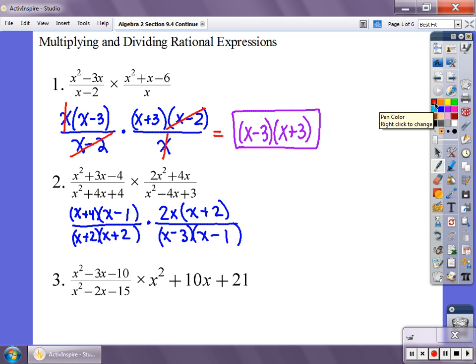Now it's time to look. What's the same that's on the top as on the bottom? I see an x plus 2 and an x plus 2. I can't cross out both x plus 2's. Only one is going to cross out. I see an x minus 1 and an x minus 1. And so when I write my answer, we're going to have an x plus 4 and a 2x left on top. The 2x gets written first, then the x plus 4. Over top, x plus 2 and x minus 3 on the bottom.